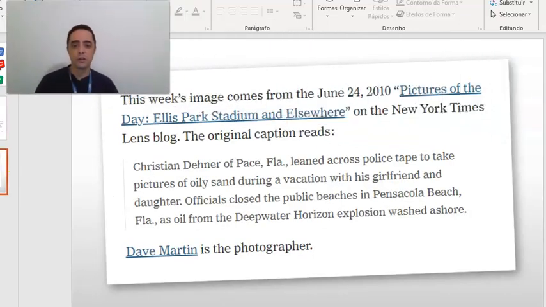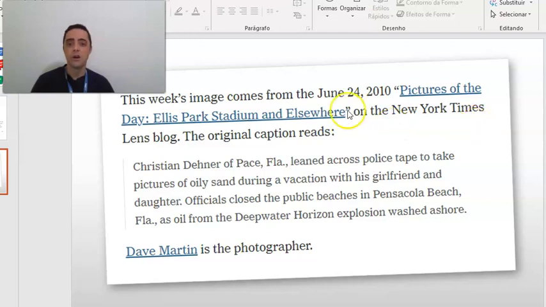So this is a picture from the New York Times, okay, from June 24th, 2010, okay? And then we have here David Martin was the photographer, alright? And here we have the description. The original caption reads, as this is a caption from a newspaper, you don't have to understand everything. You can read it the first time and then check keywords. And with these words, you can come up with a conclusion.